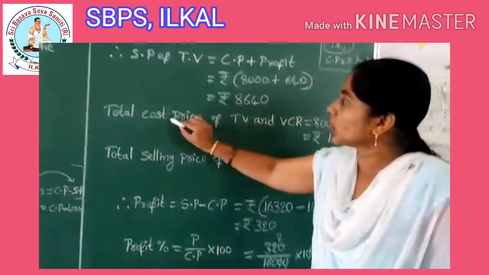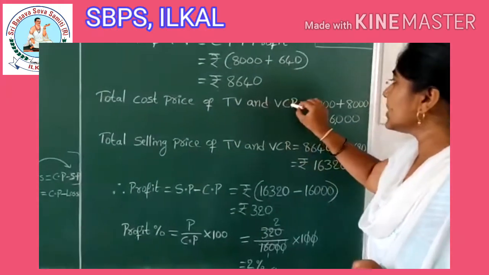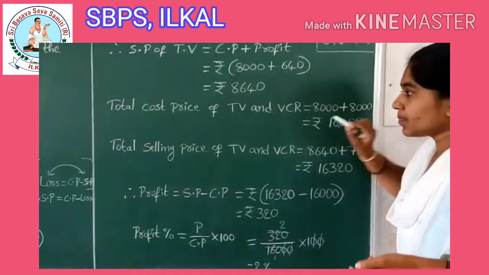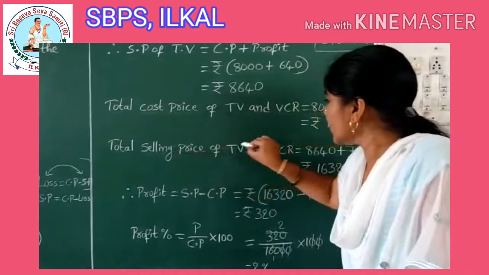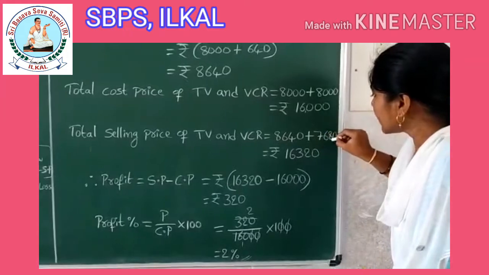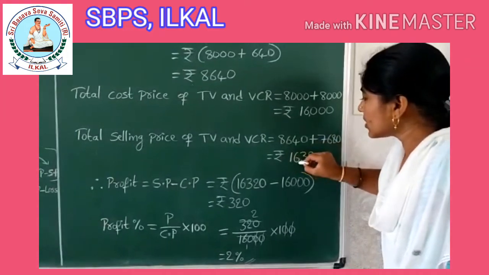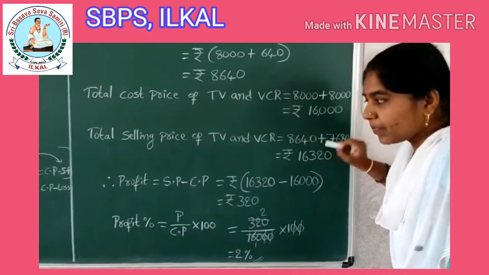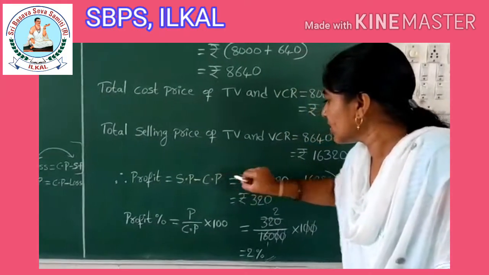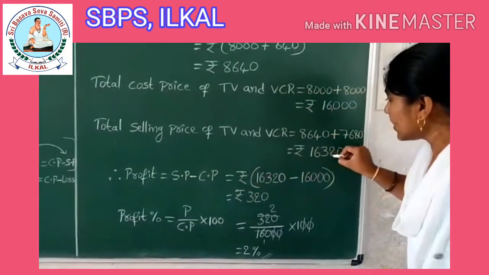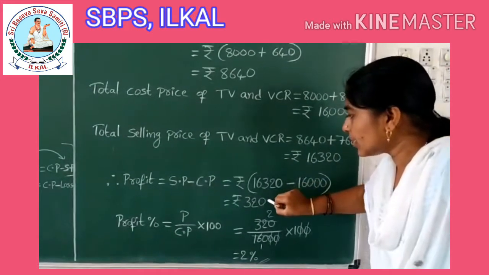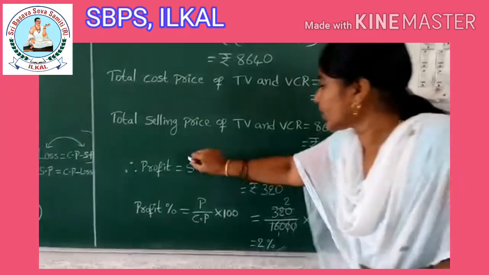Now, total cost price of TV and VCR, 8,000 plus 8,000, is equal to 16,000. Total selling price of TV and VCR, 8,640 plus 7,680, is equal to 16,320. Therefore, profit is equal to selling price minus cost price, which is 16,320 minus 16,000, which is equal to rupees 320. You got a profit.